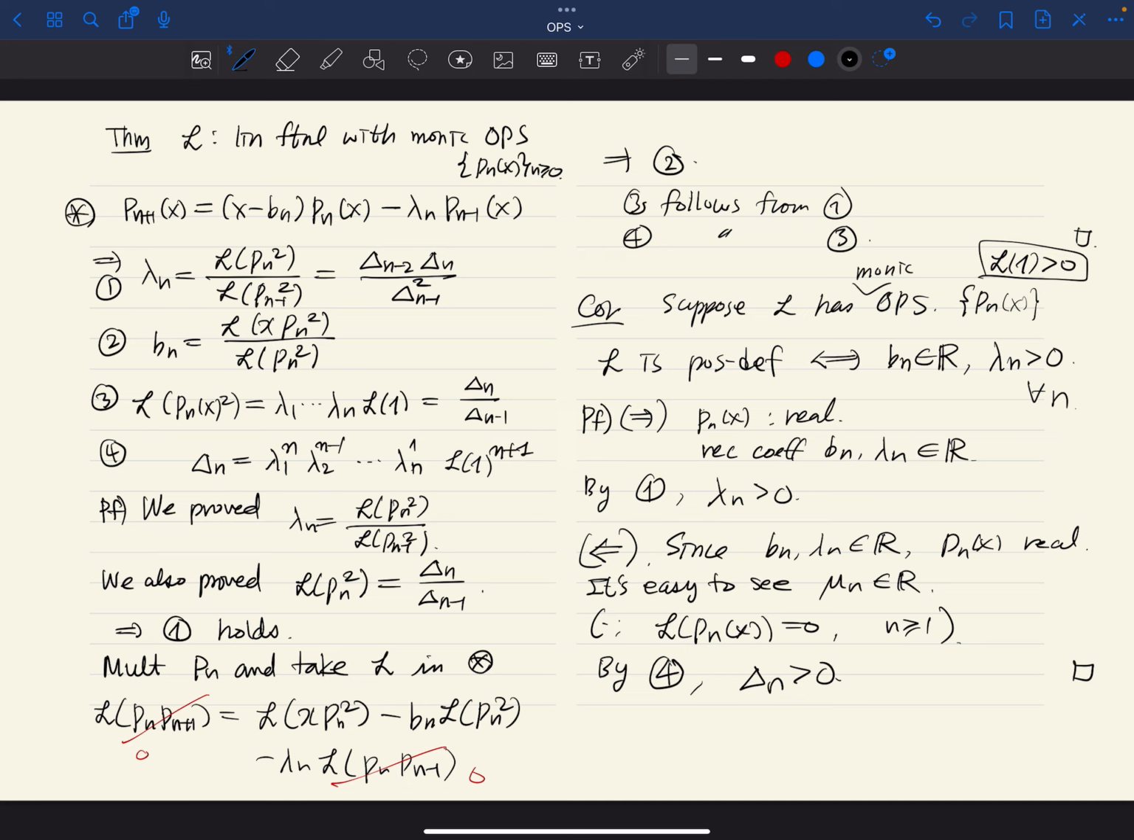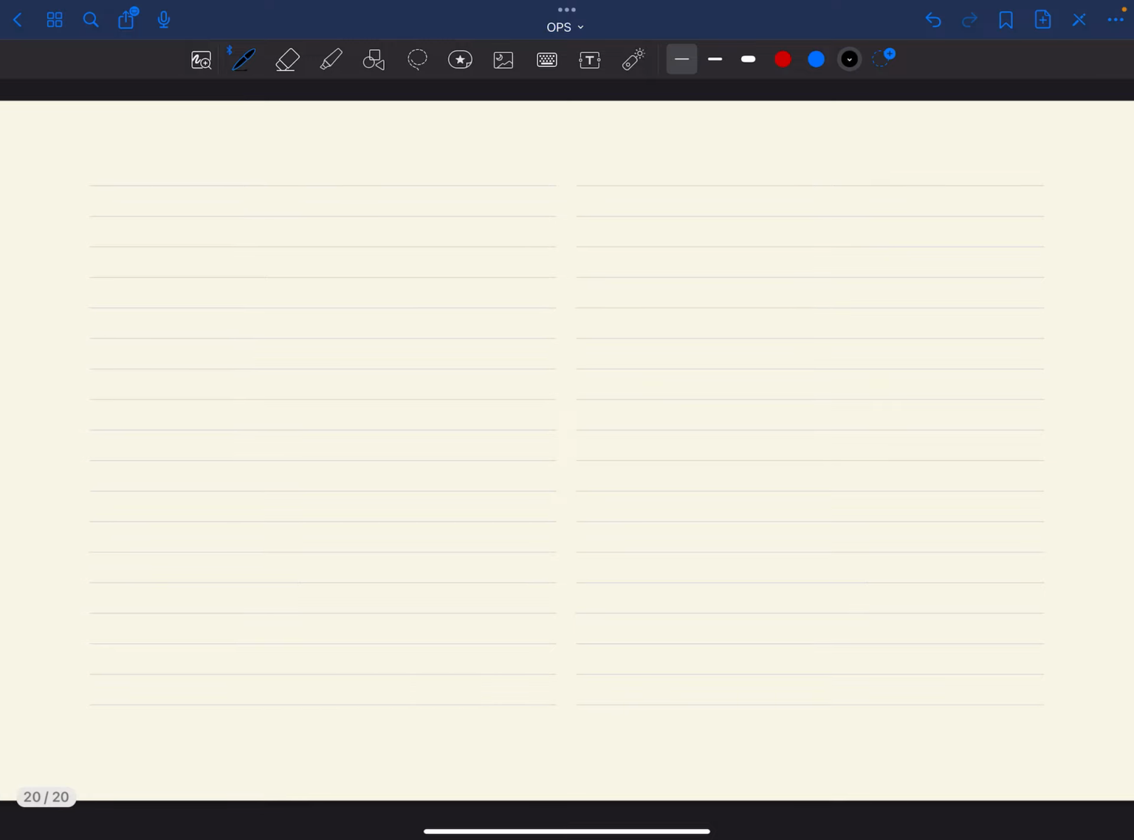So let me give you an example. Chebyshev polynomials. We already know that the Chebyshev polynomial Tn(x) is defined by the polynomial satisfying this. This is the definition, and we already know that because we found a measure, a linear functional that makes this an orthogonal polynomial. So by the theorem, this must satisfy a three-term recurrence.